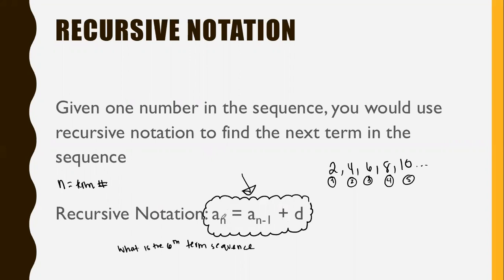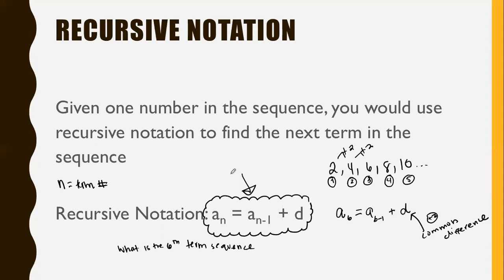So for N, I would replace N with 6. So A6 equals AN minus 1, 6 minus 1, plus D. Well, let's see what D represents. D represents the common difference. In this example that I wrote, what's the common difference? What is it going by? 2's, right? It's adding by 2's. So that's what would represent the common difference, plus 2.